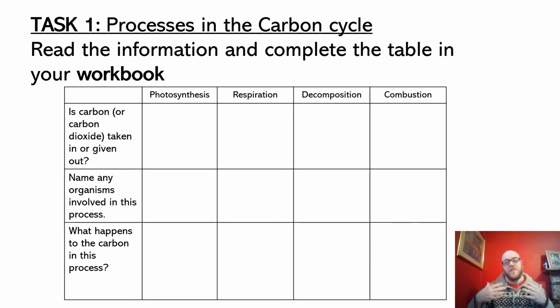So for each of these different processes, I want you to tell me, is carbon or carbon dioxide taken in or given out at this point? Name any organisms that are involved in this process, and then what actually happens to the carbon in each of these processes. Okay, so the first of our four processes is photosynthesis.